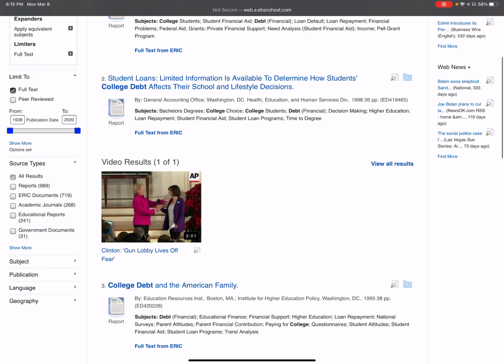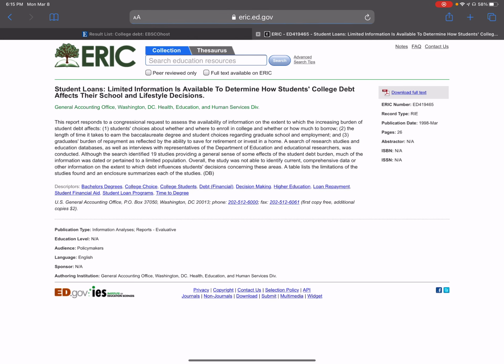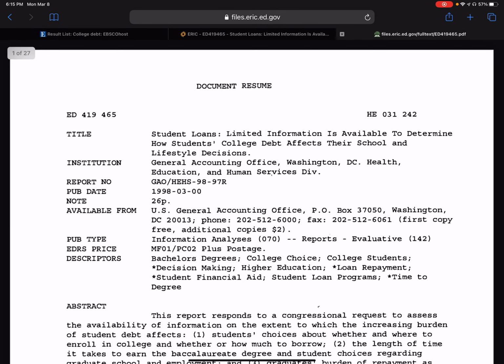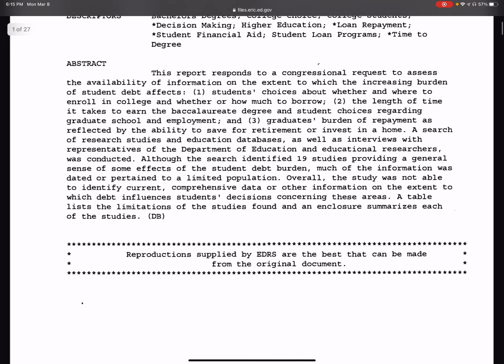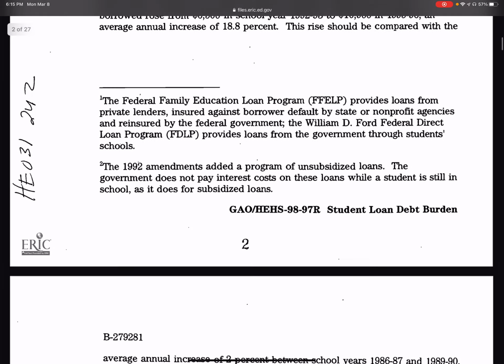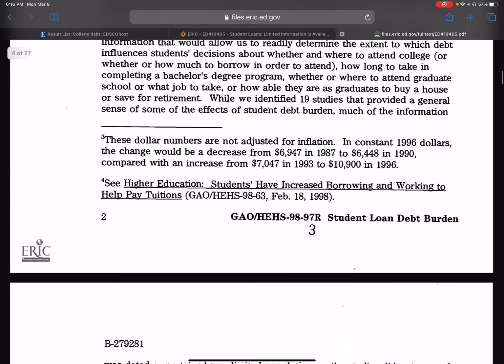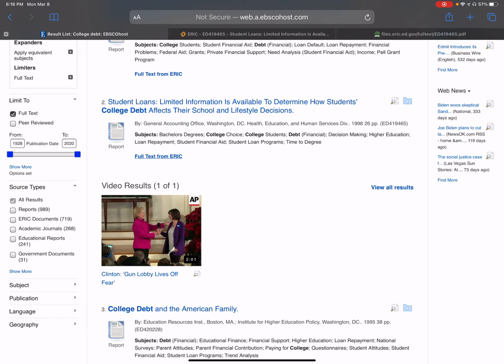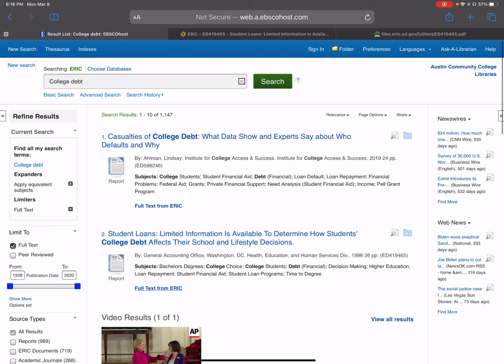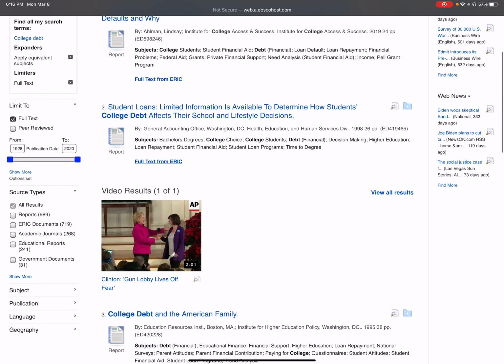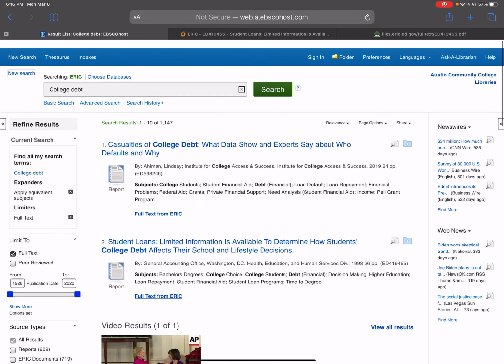And usually you can find the full text. You'll have to do a couple clicks in order for it to load. Some of the research is over like 20 pages, so just be cautious of what exactly it is that you're researching. When you are researching, I would be as specific as possible. So for instance, here I just put college debt. That's pretty abstract still. So just make sure that you are being as specific as possible.